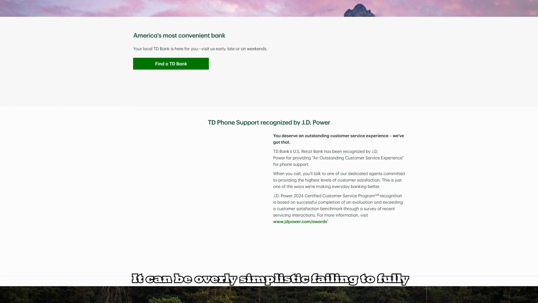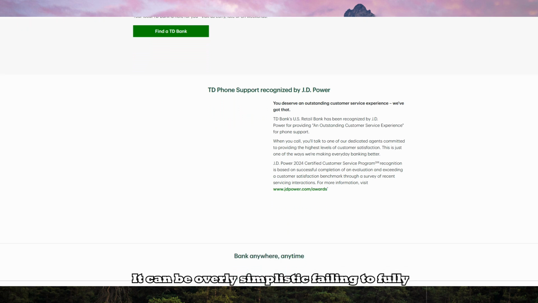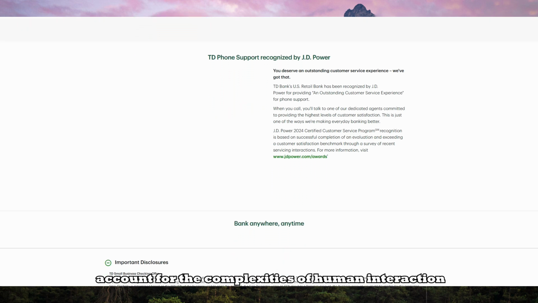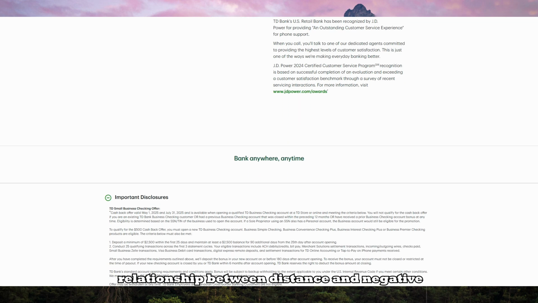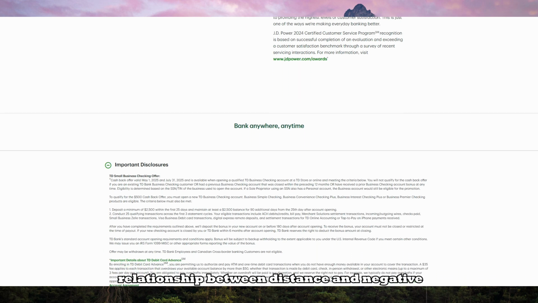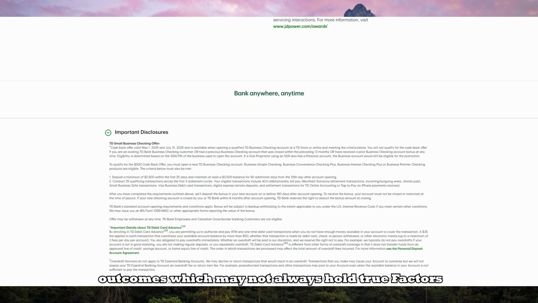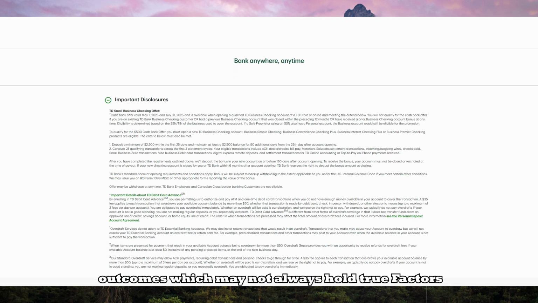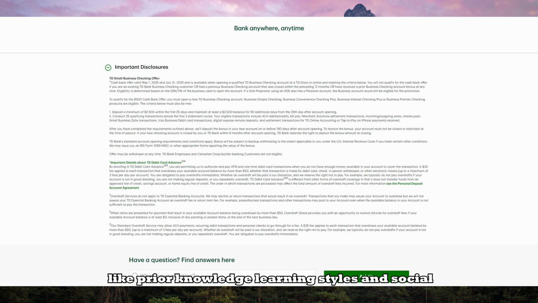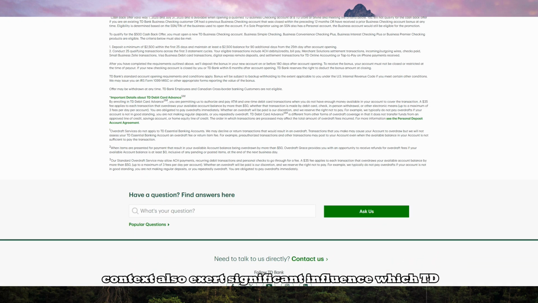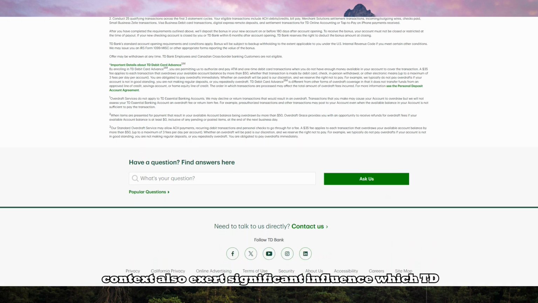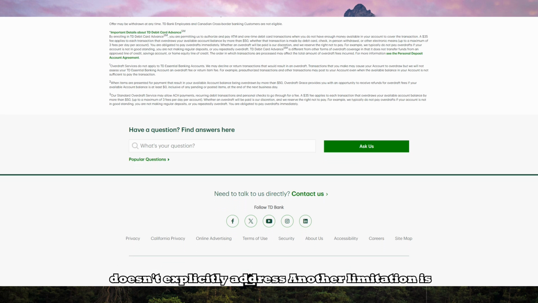It can be overly simplistic, failing to fully account for the complexities of human interaction and motivation. The theory assumes a linear relationship between distance and negative outcomes, which may not always hold true. Factors like prior knowledge, learning styles, and social context also exert significant influence, which TD doesn't explicitly address.